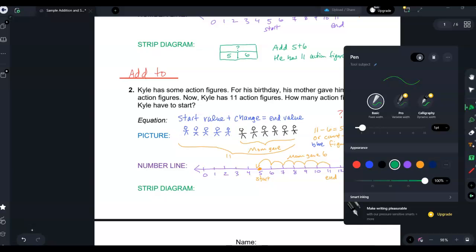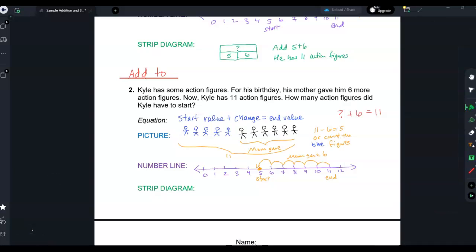All right, and then let's look at our strip diagram. So our strip diagram, we don't know the starting value, but we know that mom gave us 6 more. And we know that when we put those together, we end up with 11. And so that would help us realize that, since what we started with and 6 together make up the 11, we could just subtract 11 minus 6. So he had 5 action figures to start.